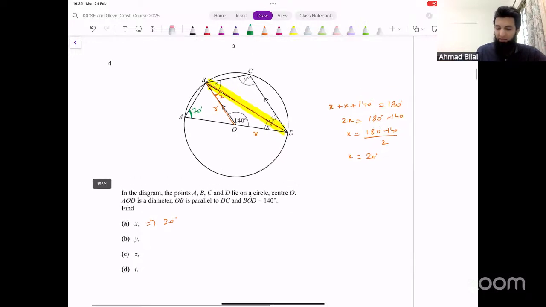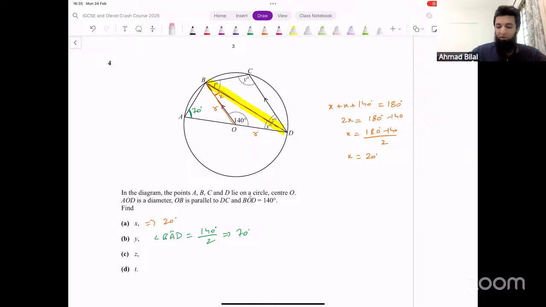Let me write that down here. For the second part, I can say the angle BAD should equal 70 degrees. Why? Because angle at center is twice the angle at the circumference. Angle at center is 140. We divide that by 2, and that gives us 70 degrees. That's the angle at the circumference.